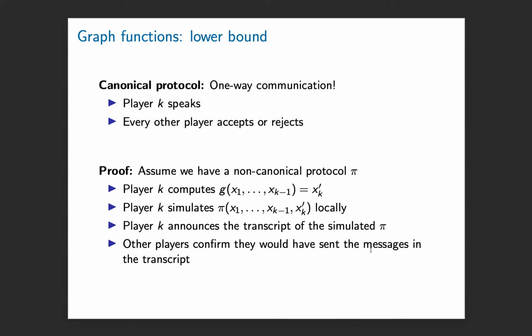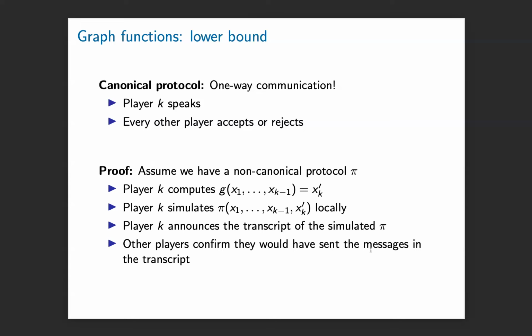Player K computes this G value and simulates the protocol on the inputs that he can see plus this guess value locally, and then simply announces the transcript of the simulated protocol. And the other players decide whether to accept or reject by looking at the messages that they are said to have sent according to this transcript and confirming that they would have sent that message.